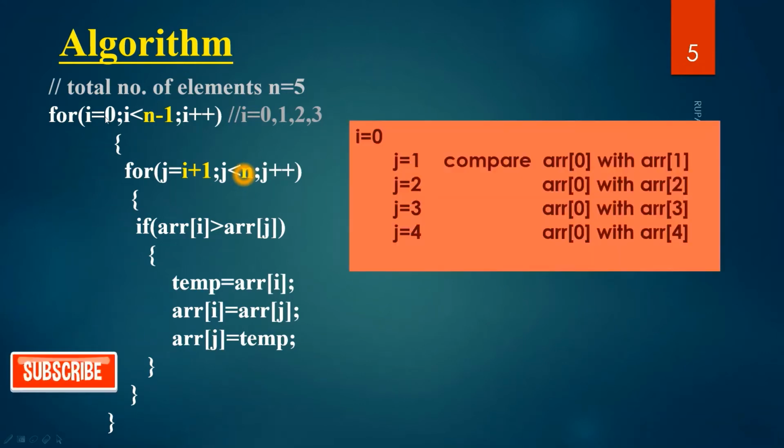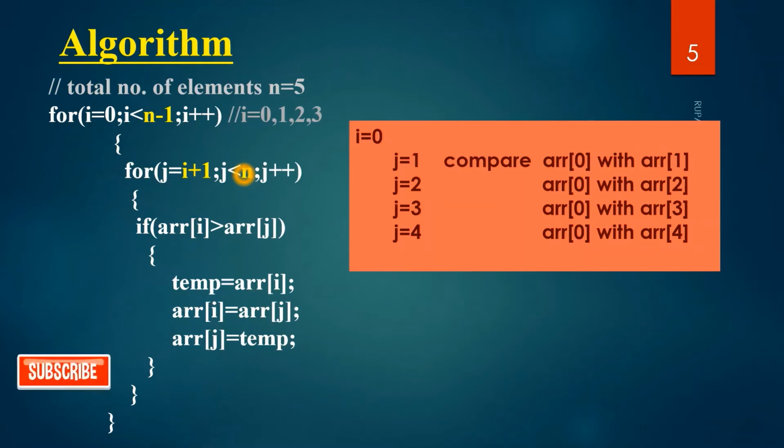So let's start executing the program. First i equals 0. When i equals 0, j will be i plus 1, less than n. What is the value of n? n is 5. Less than 5 means 4. So j goes from 1 to 4, so the value of j is 1, 2, 3, 4. Now you have to compare arr[i] with arr[j]. The first time it is 0 and 1. Compare arr[0] with arr[1].